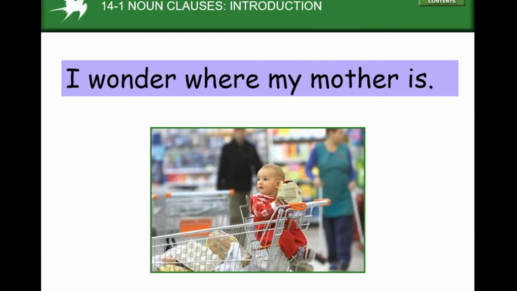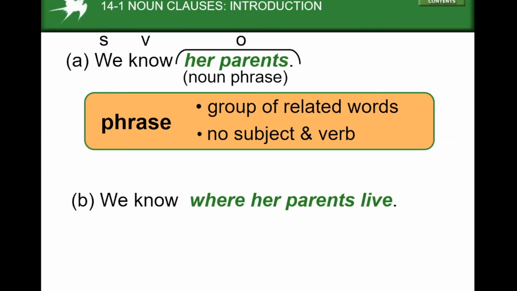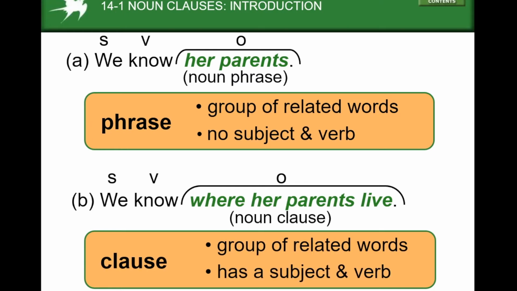First, let's talk about how phrases and clauses are similar. Phrases and clauses are similar because both of these refer to a group of words that are meaningful. Let's look at some examples. I know her parents. We know where her parents live. You can see these are meaningful and are both used as the subject to the verb.